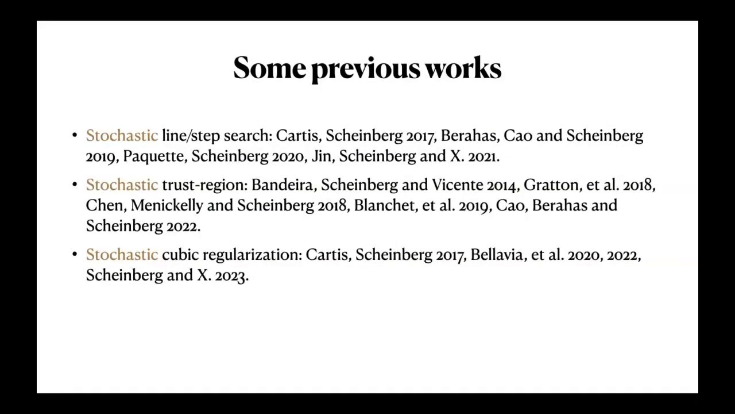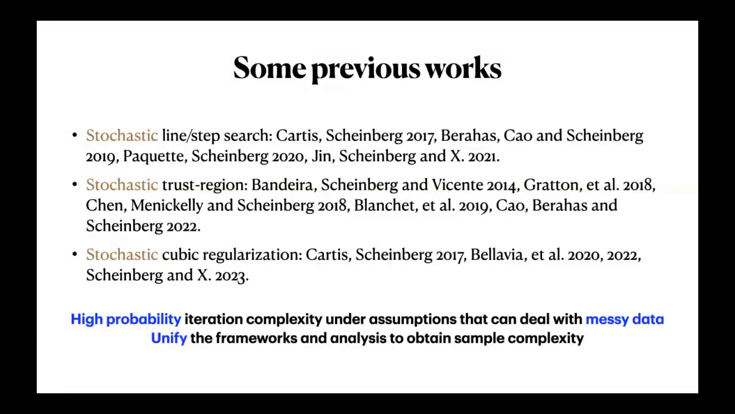There are actually quite many works in this area already. There is a line of work on stochastic line search or stochastic step search methods. There are also stochastic trust region methods and stochastic cubic regularized Newton methods. All of these works are trying to tackle these issues. In our work, we provide a unifying framework. First, we obtain high probability iteration complexity results under assumptions that can deal with messy data.